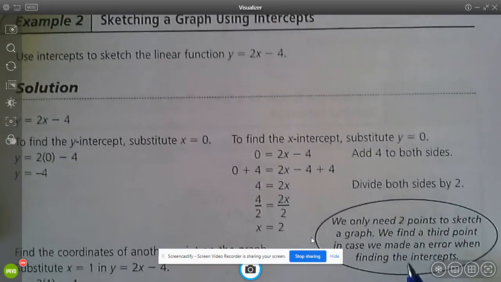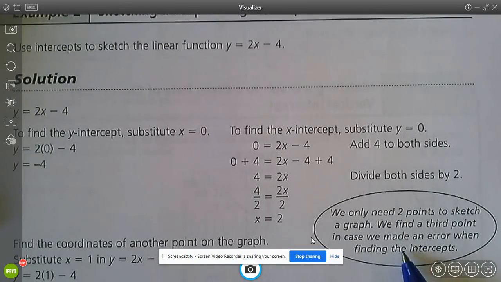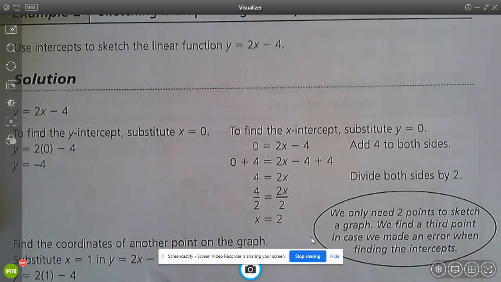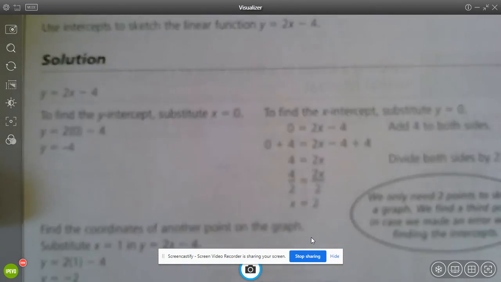And then it does make a note here that sometimes we want to find a third point on the graph in case we made a mistake with one of these. Because remember, a linear function should be a straight line connecting our points. So let's see how this works out.